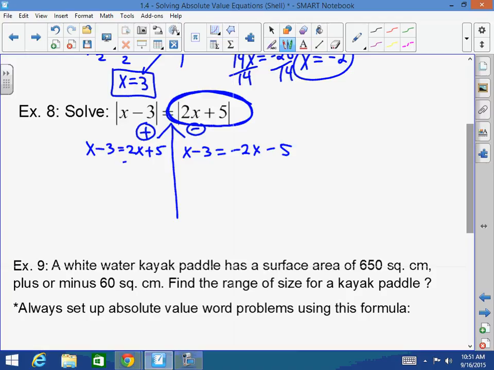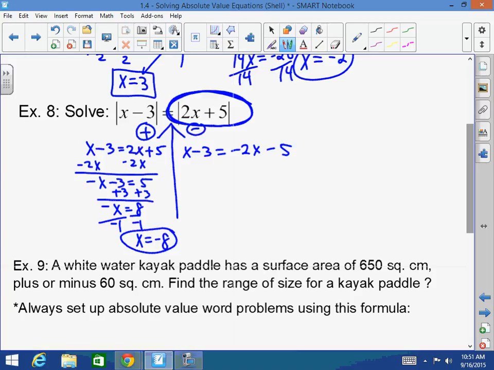Let's solve. Subtract 2x from both sides. Negative x minus 3 equals 5. Add 3 to both sides. Negative x equals 8. Divide by negative 1. x equals negative 8.